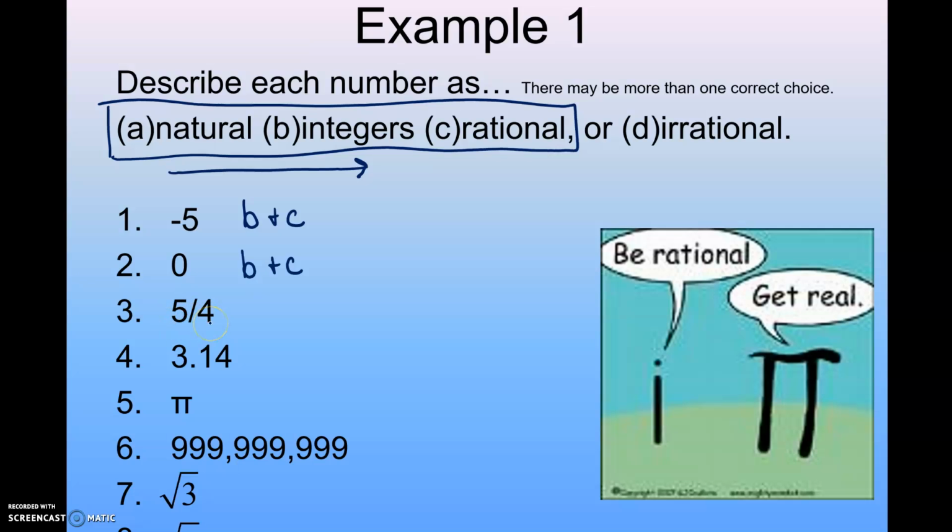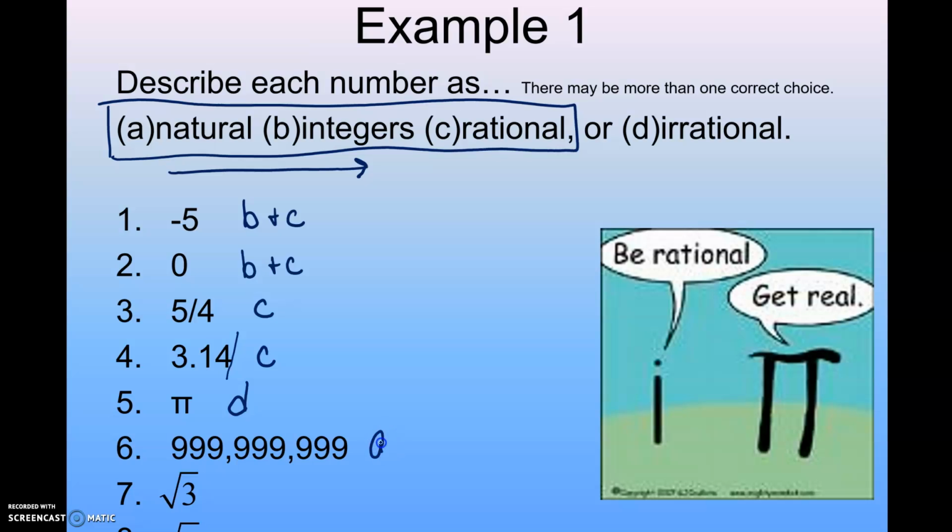5/4, that's a fraction, so that is a rational, C. 3.14, this one's a trick one. Rational. It's rational. 0.14 is 14/100, so 314/100 would be 3.14. You could turn this into a fraction because the decimal terminates, it ends. How about pi? D, irrational.